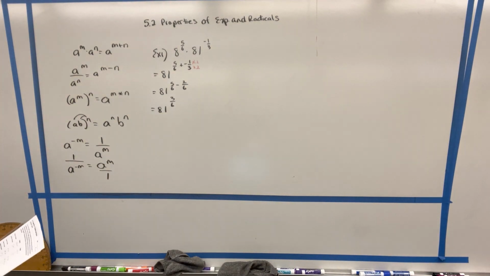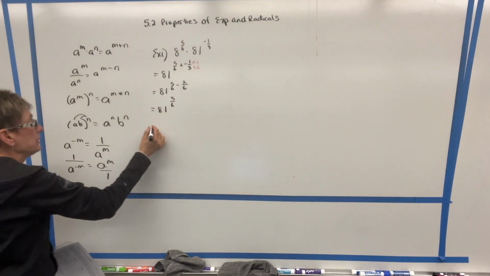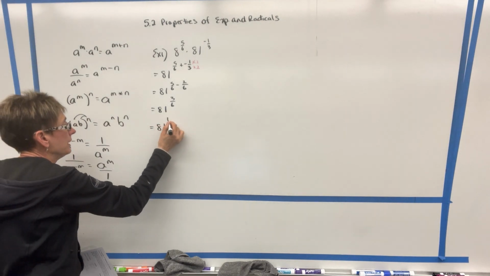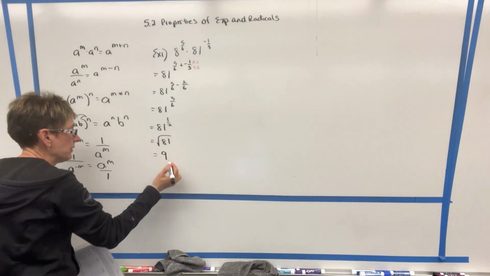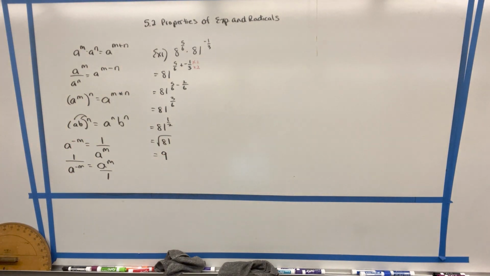Now, if I reduce that fraction, 3/6 becomes 1/2. And that is simply asking me what is the square root of 81? So the answer is 9. I think that's kind of cool that that really nasty looking problem reduces down just to the number 9.